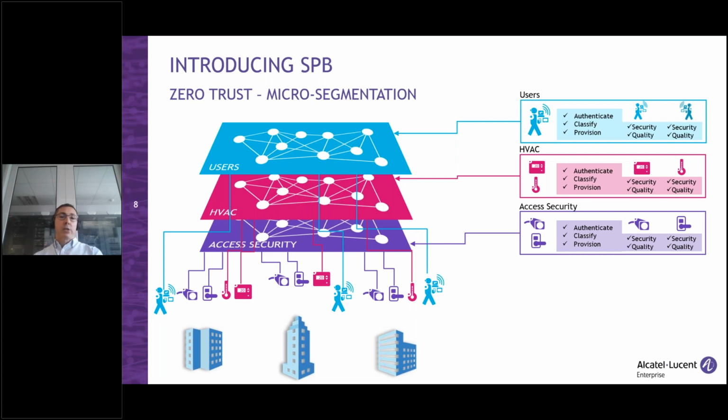If this is the first user to connect on this network node, the user VPN will be automatically instantiated on the switch thanks to the SPB control plane. Similarly, if we connect a camera which authenticates through its certificate or its MAC address, for example, the access security VPN is instantiated and the camera is mapped to it. And the same thing happens when we connect a temperature sensor, for example.